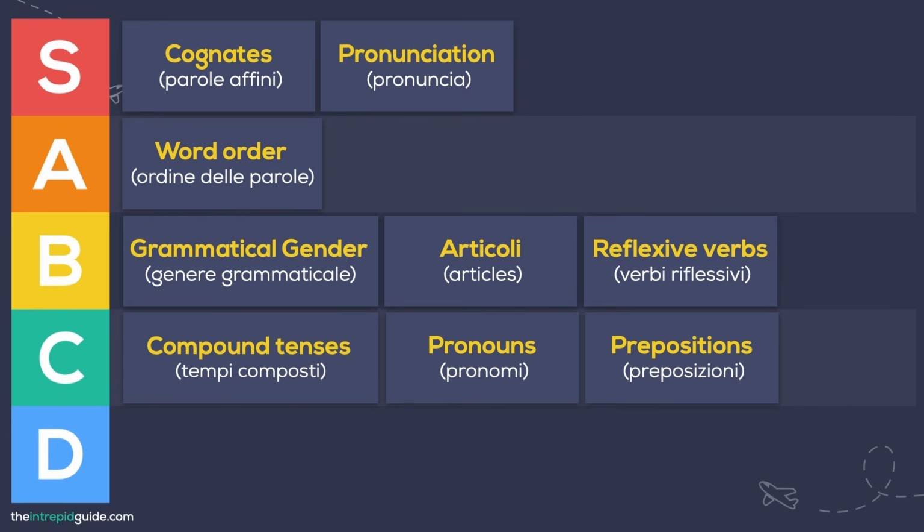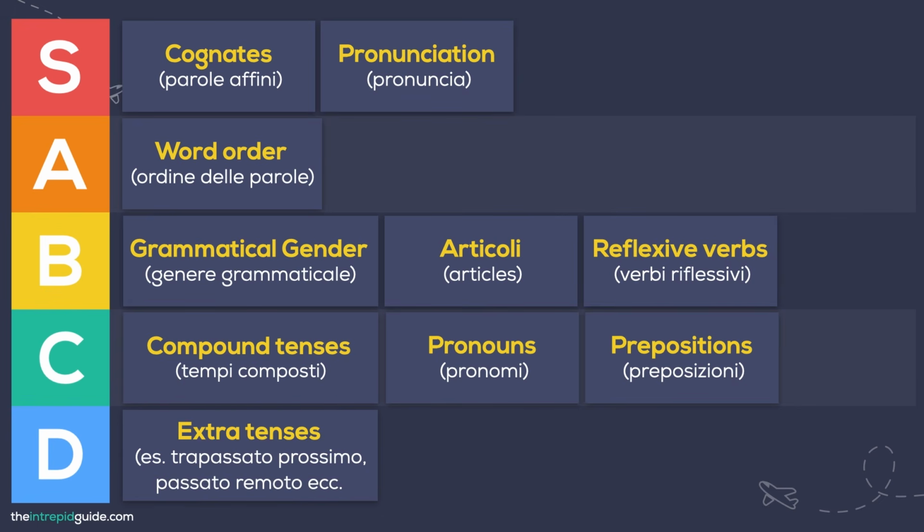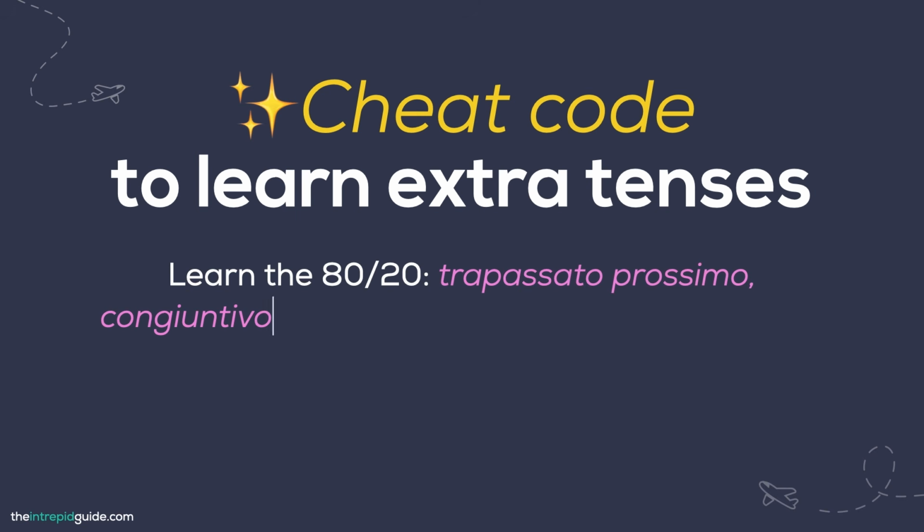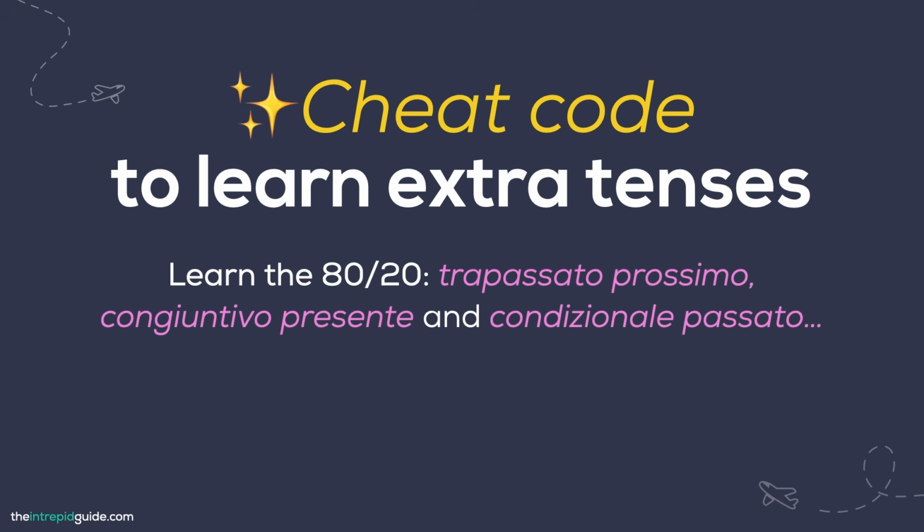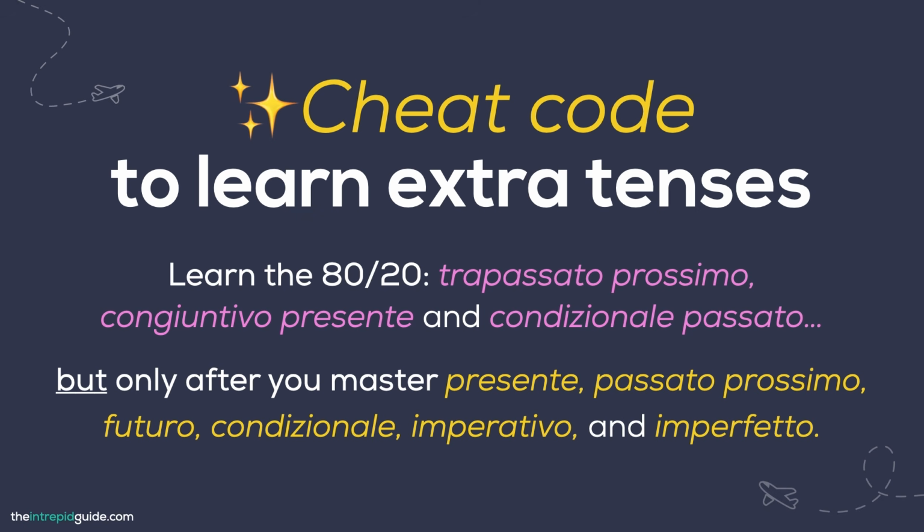So where does learning all 21 Italian tenses rank? Well, it goes in the D tier for difficult or difficile. Now, some have rough English equivalents that most English speakers haven't actively used in years. Others are Italian-only constructions that you have to learn from scratch. So here's my 80-20 cheat code. Which of these tenses do you actually need to use? Well, only 3 of these are used 80% of the time. Trapassato prossimo, congiuntivo presente, and condizionale passato. This comes with one important caveat though. Only learn these tenses once you've mastered the basics.